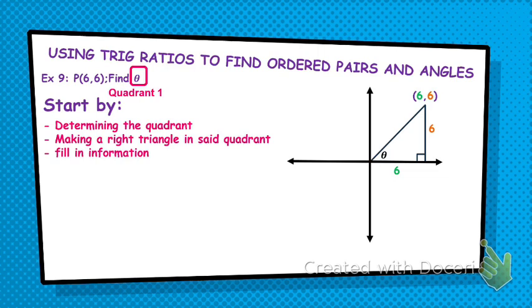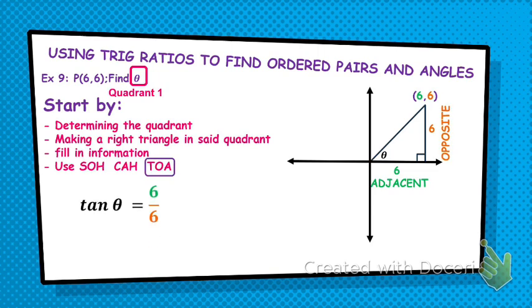We're asked to find that angle. So we're going to use SOHCAHTOA based off of the sides that I'm given. I'm trying to find the angle. The opposite side is 6. The adjacent side is 6, so I can use both of those. Opposite over adjacent would be tangent.